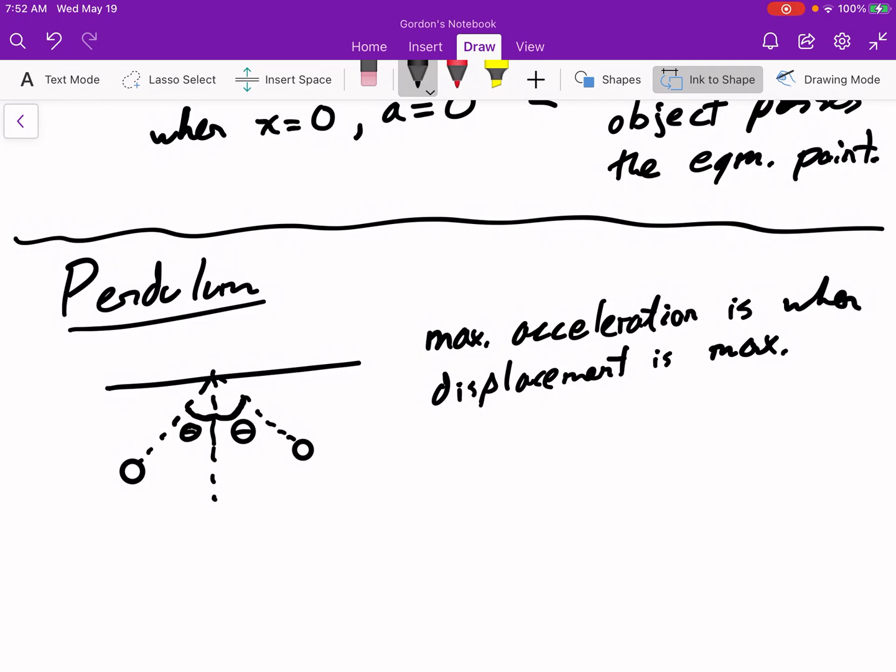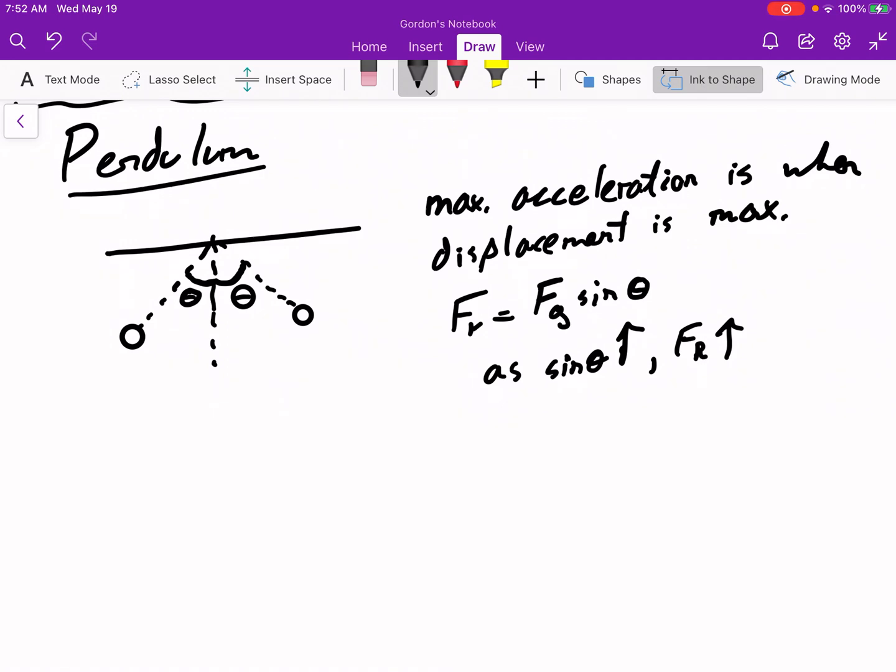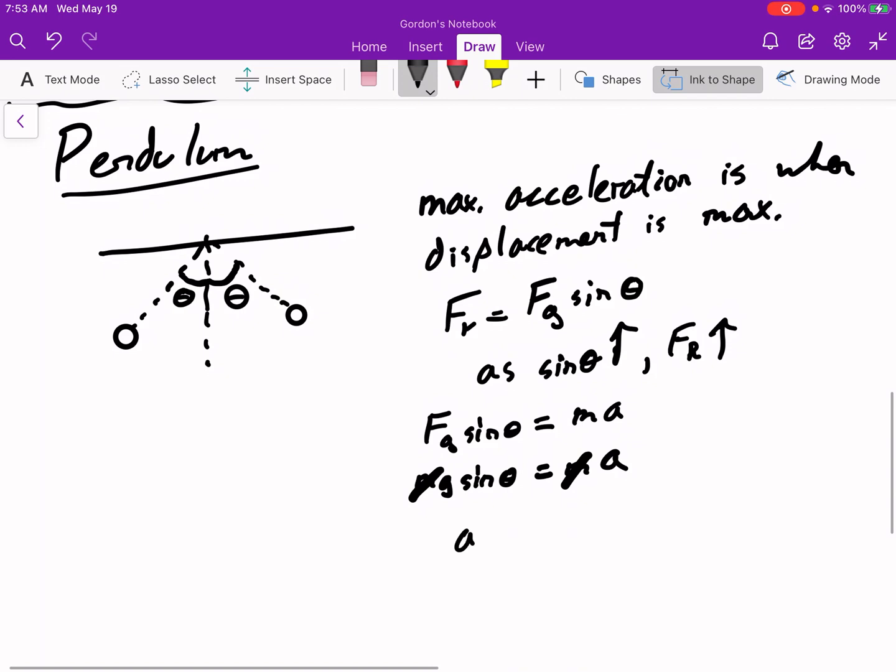So remember, the reason for this again is that our restoring force in this case, if you remember, we derived it, was equal to the force of gravity times sine of theta. And if we were to graph this, we could see that as sine of the angle goes up, the restoring force also goes up. So as this angle gets bigger, the restoring force gets bigger, and so the acceleration also gets bigger. This restoring force is going to be equal to mass times acceleration again. So if we simplify this down a little bit, the masses cancel out, and we can see that in this case the acceleration is going to be equal to g times sine of the angle.